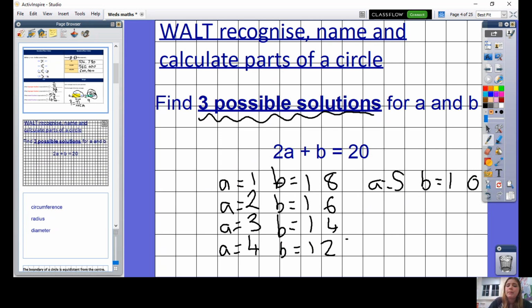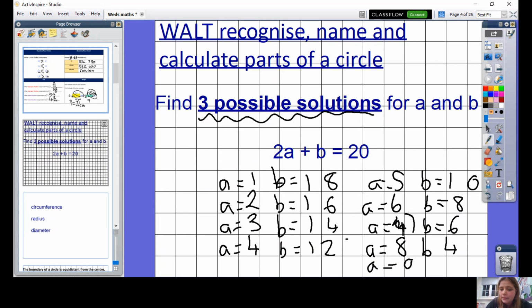Hopefully, most of you are noticing a pattern here. As A increases, B decreases. A could have been 6 and B 8. A could have been 7 and B 6. A could have been 8 and B 4. A could have been 9 and B could have been 2. And finally, A could have been 10 and B equals 0. Those were all of your possible answers. You needed 3 of those correct.